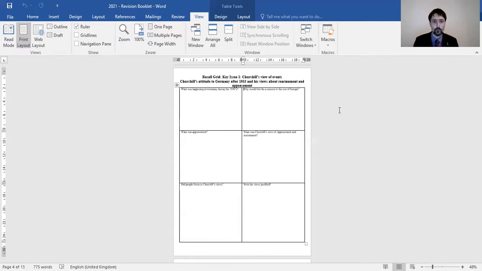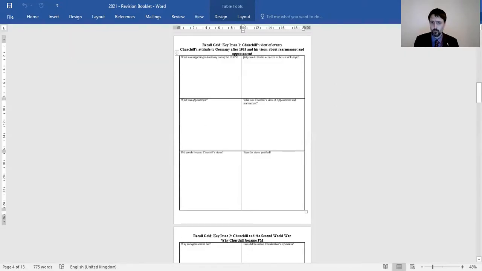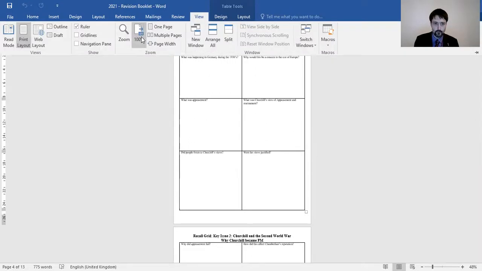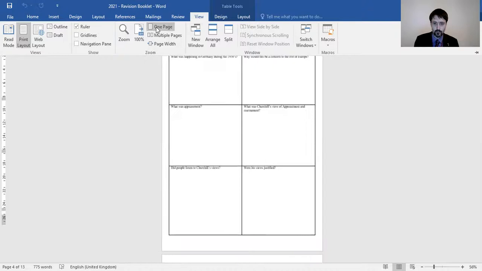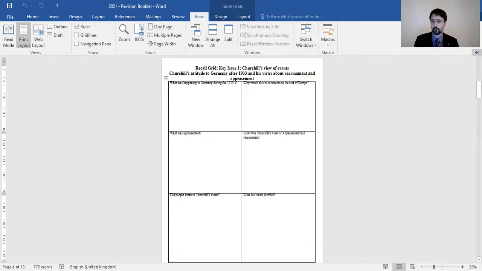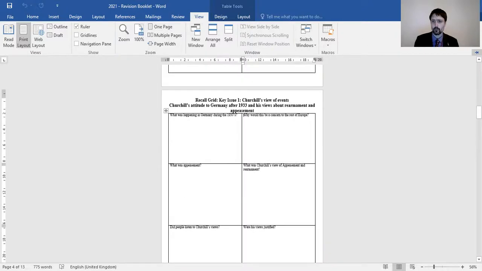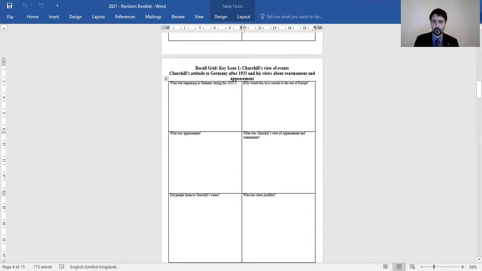Churchill's attitude to Germany after 1933 and his views about rearmament and appeasement. So you probably can't see it on the screen. Please don't worry about that. Though, actually, I wonder, could I make it bigger? Huh, I could. Hang on. I've been doing this really badly. There we go. Yeah, it'll do. Slightly bigger than it was.